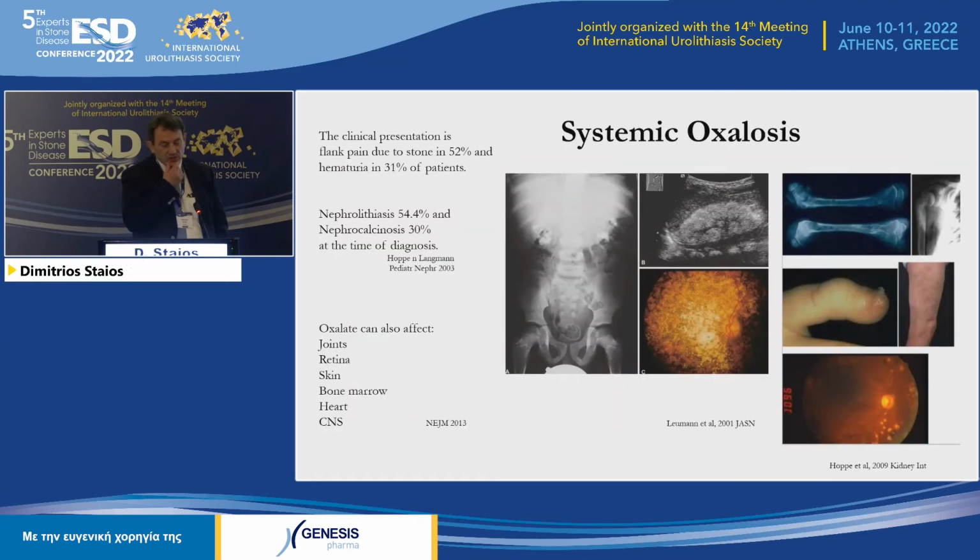The clinical presentation is flank pain due to the stones, in about half of the patients, and hematuria in one third of the patients. We find nephrolithiasis in half of the patients and nephrocalcinosis in one third of the patients. Oxalate can affect the joints, the retina, the skin, the bones, the heart, and the central nervous system.